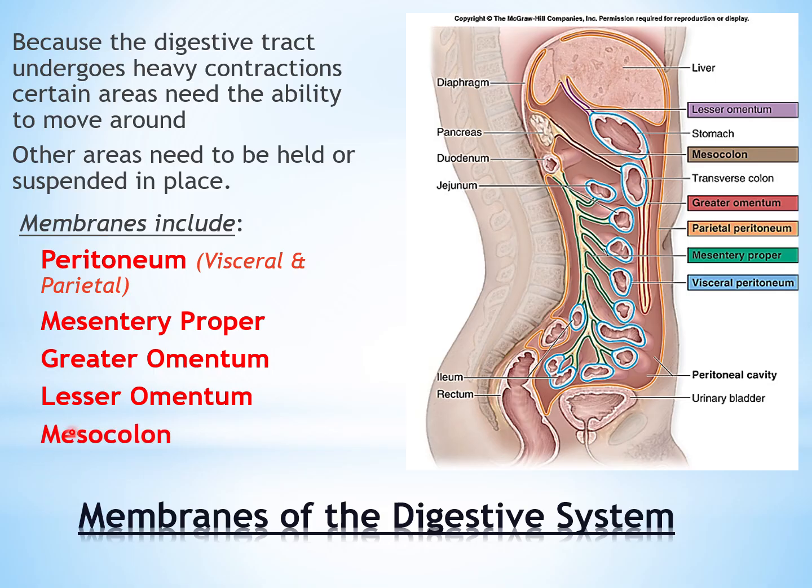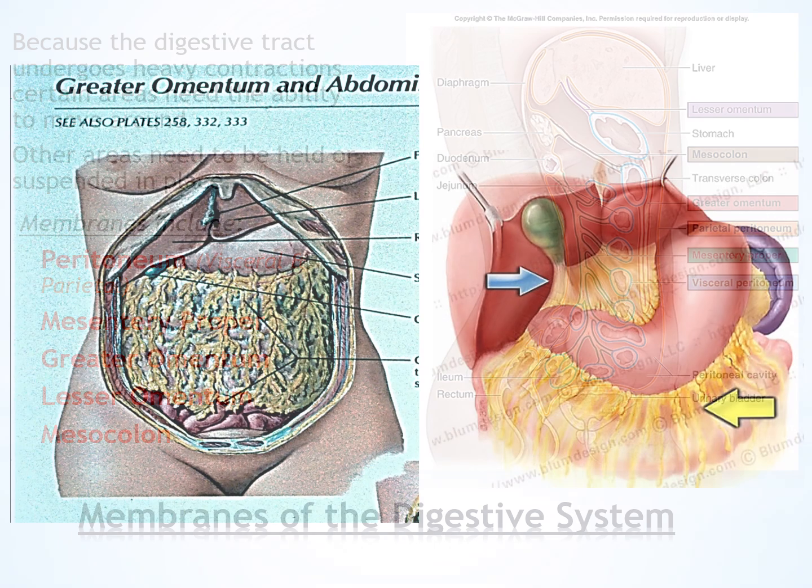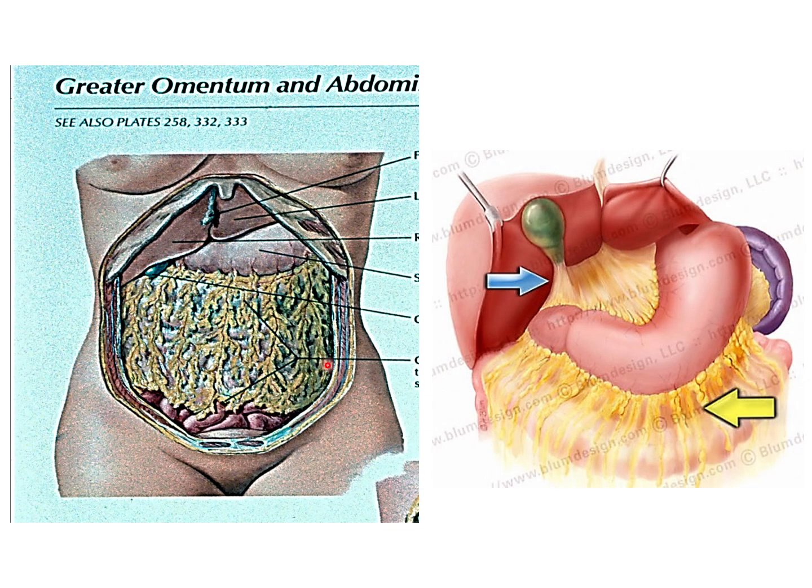The last one is what's called the mesocolon. Mesocolon is again a membrane that is supporting the large intestine. It's a longer ligament curtain that is really tasked with colonic support. Here's a picture of the greater omentum. Again, that's what you feel when you feel belly fat. The lesser omentum would be up in here in between the organs.